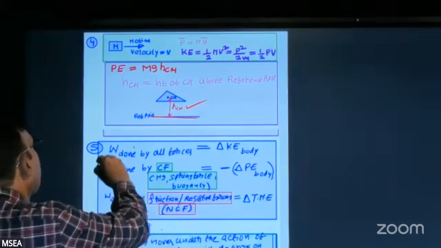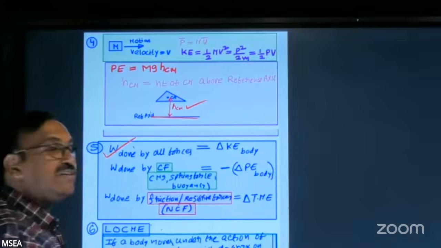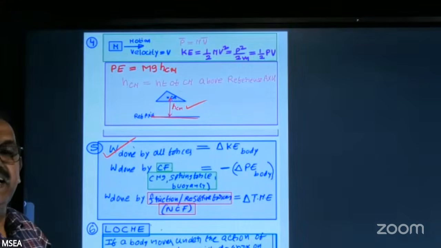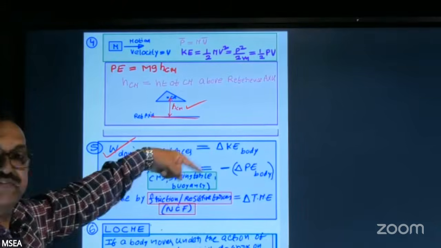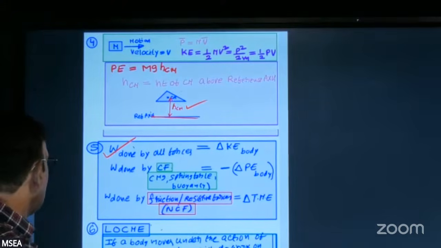You know work energy theorem. Work done by all forces acting on the body is equal to change in kinetic energy. Work done by all forces is changing kinetic energy.